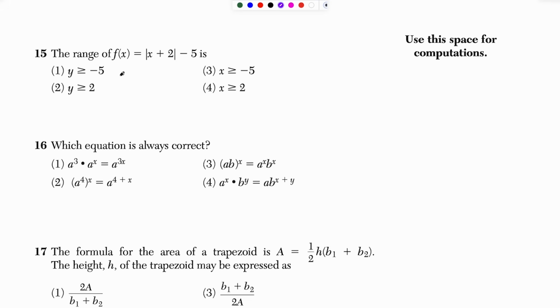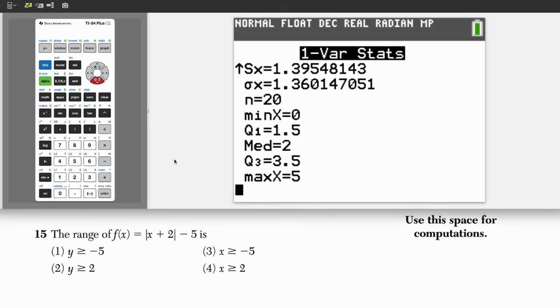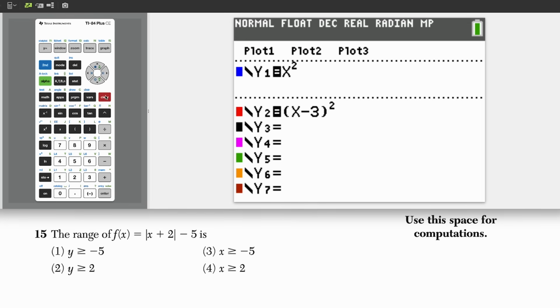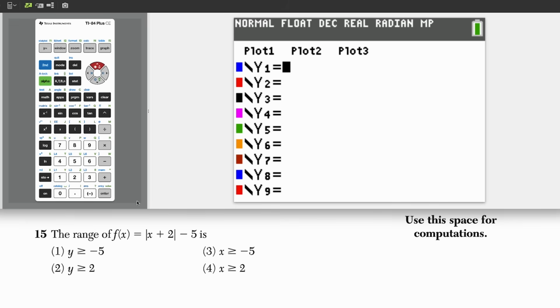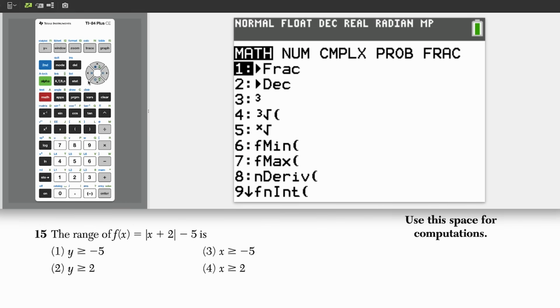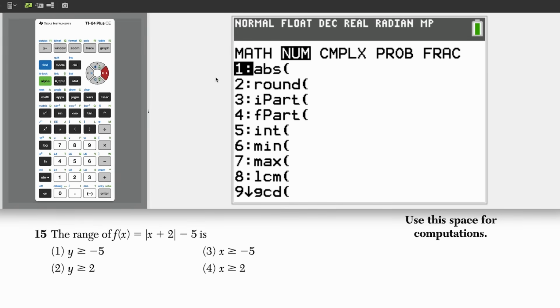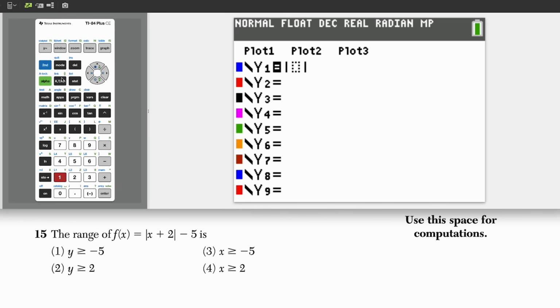Question 15, the range of f of x equals absolute value of x plus 2 minus 5 is... And for this one, we could sketch this by hand, but I'll go ahead and use the calculator to graph this. So we go to the y equals, and for this one, I'll clear out the other 2 functions. And absolute value, we press math, we go to the right over here, and we press 1 for ABS, is absolute value. Inside the absolute value, we have x plus 2.